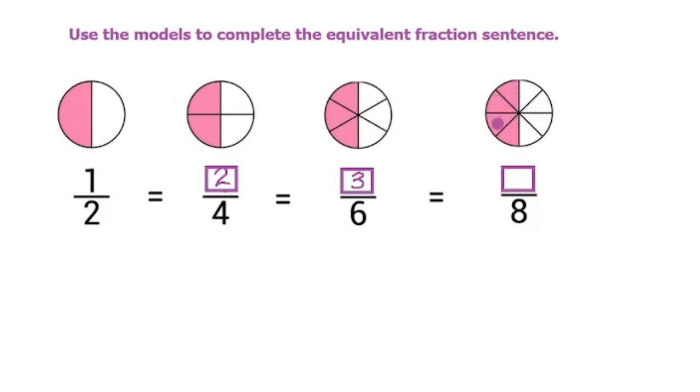1, 2, 3, 4, 5, 6, 7, 8. 8 equal parts. And there's 1, 2, 3, 4. 4 equal shaded parts. So that's how we know what the equation is. So the fraction is 4 over 8. So we know that all these fractions are equivalent because the shaded area is exactly the same size and shape for all 3 of them.